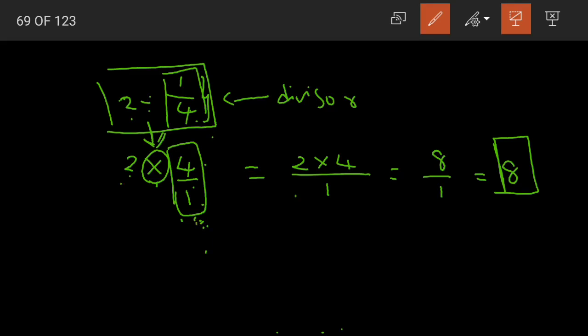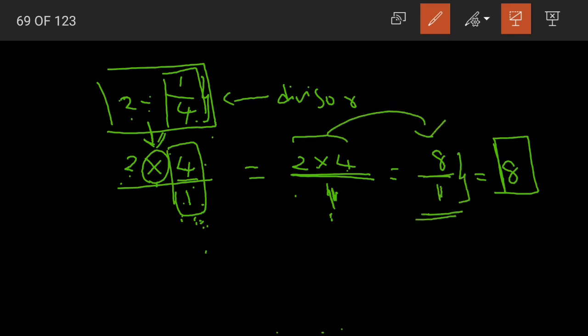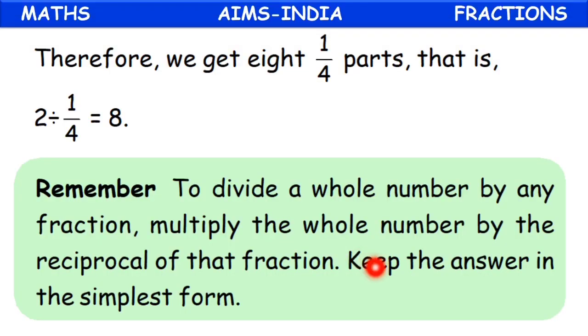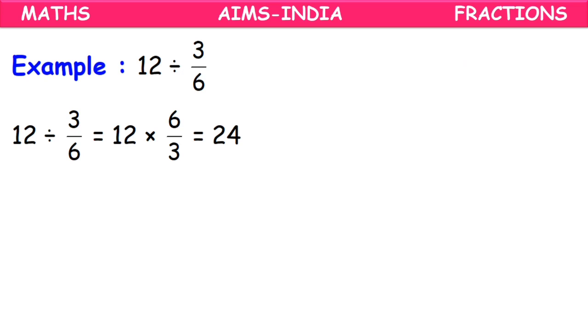And then what did we do? 2 into 4 by 1 is nothing but, how do we multiply, children? We multiply the numerators, 2 into 4, divided by, we multiply the denominators. We are having only one denominator, so we write it as it is. 2 into 4, 8 divided by 1. As we have discussed, 8 by 1 is nothing but 8. So 8 is our final answer. Also remember to keep the answer in its simplest form. After you are done with dividing, you have to write the answer in the simplest form.